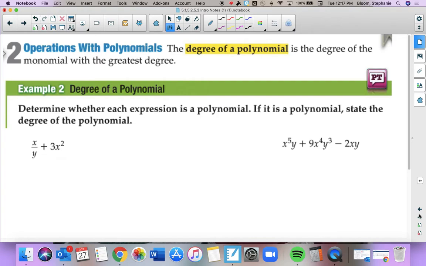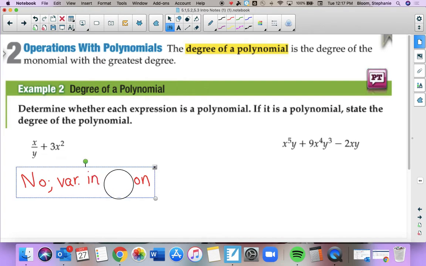So looking at the first one, is this one a polynomial? Why are you saying no? Yes, you cannot have a variable in the denominator. That is correct. So this is not a polynomial. That should not say on. It should say in. Oh, I wrote denom. Yes, denominator is the bottom. So like that y. Okay?